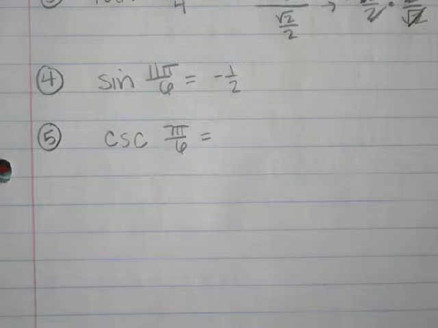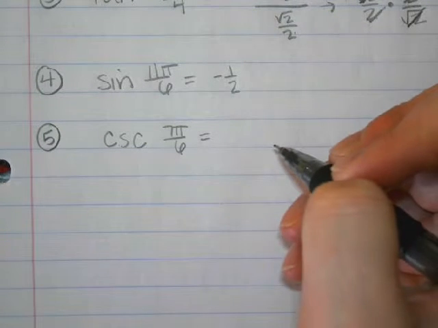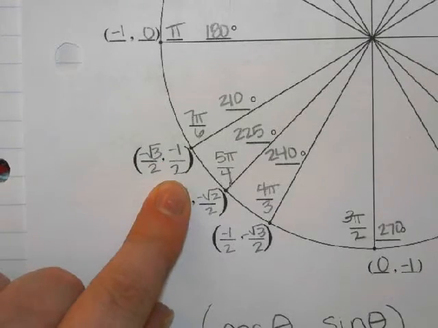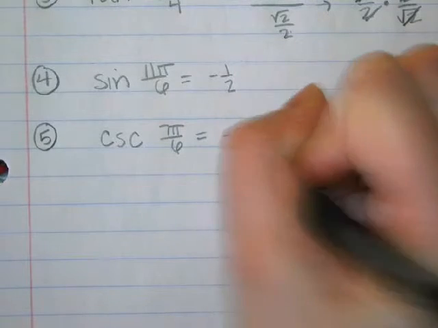You guys got to write real big. That's okay. All right, so if we look at sine of 7 pi 6, sine of 7 pi 6 is negative 1/2. So to find cosecant of 7 pi 6, we just take that fraction and we flip it. We got negative 2 over 1.